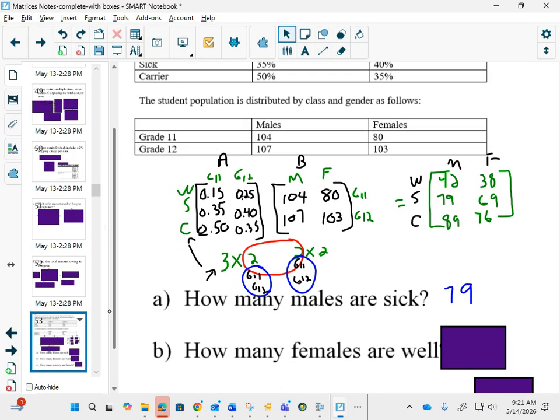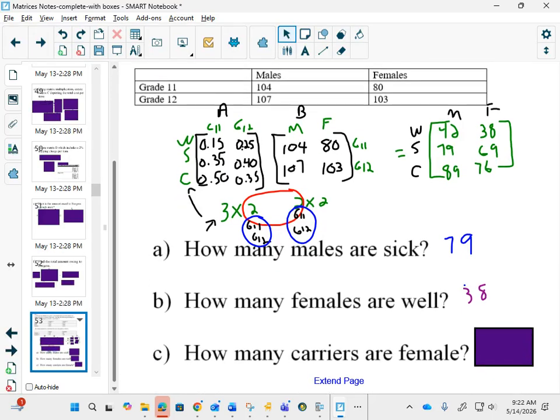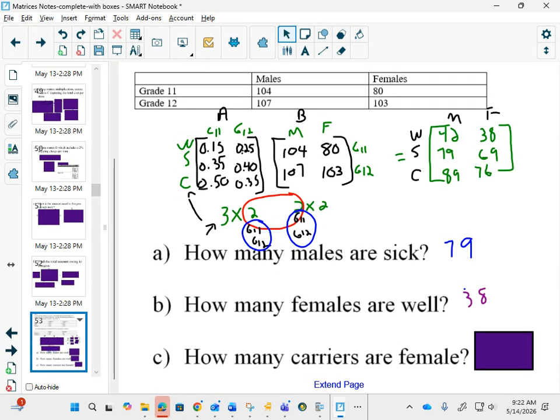How many females are well? Well, female 38. Again, one matrix multiplication. And again, you'd probably put this into your calculator and figure it out to do it as quick as possible. How many carriers are female? My chart's 76.